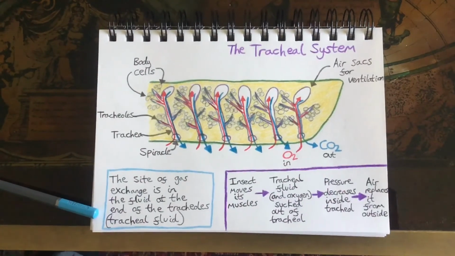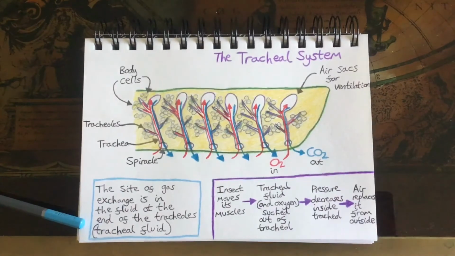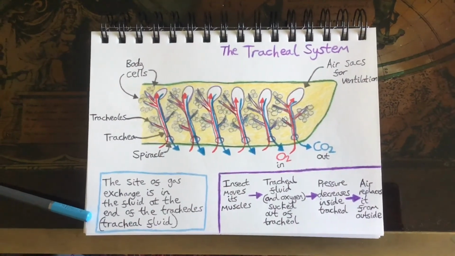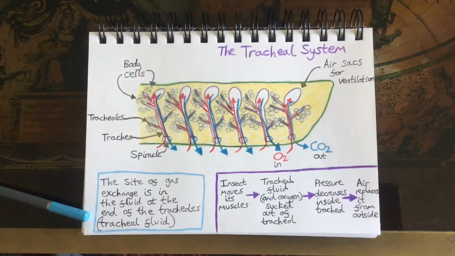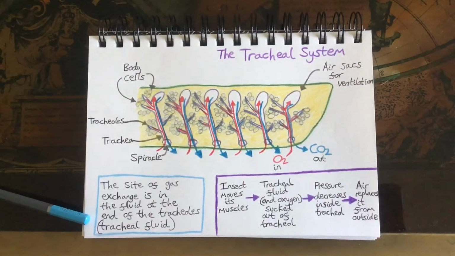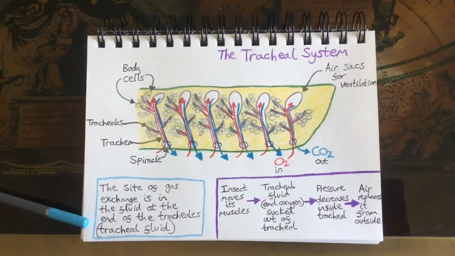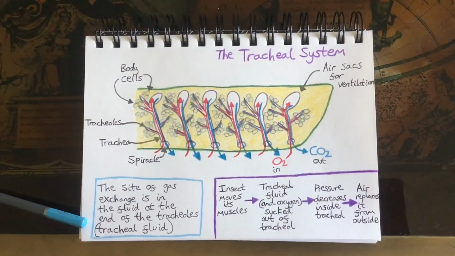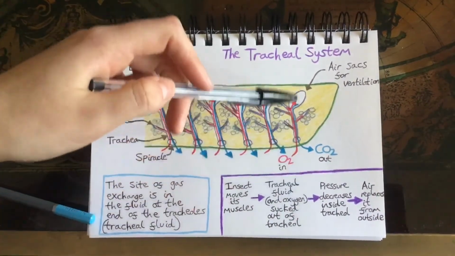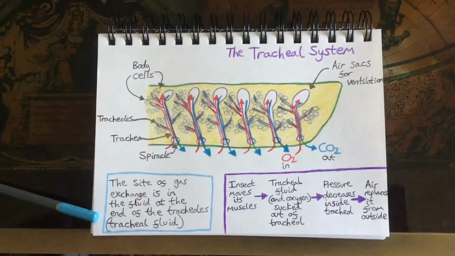And this is also to do with pressure gradients. So when the air sac is squeezed during contraction of the flight muscles, the pressure increases inside of the air sacs, which causes air to rush outwards. And when the air sac is opened out during relaxation of the flight muscles, the pressure inside the air sac decreases, which causes air to rush in from the outside. So it maintains this constant movement of air into and out of the inside of the insect.